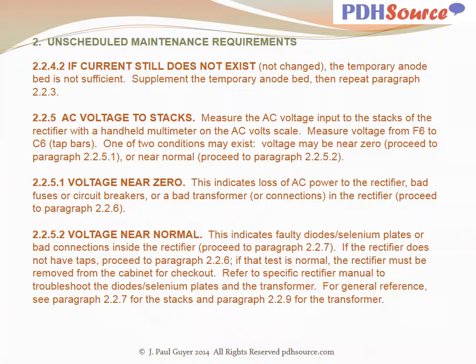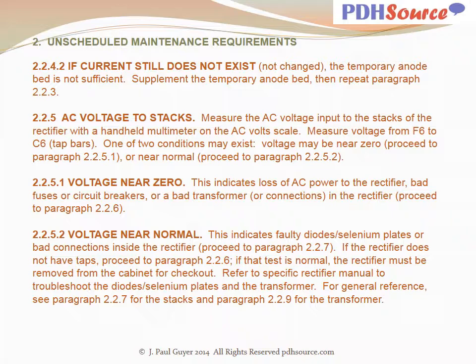2250, AC voltage to the stacks. Measure the AC voltage input to the stacks of the rectifier with a handheld multimeter on the AC volt scale. Measure the voltage from F6 to C6, the tap bars. One of two conditions may exist. The voltage may be near zero, in which case proceed to paragraph 2251, or near normal, in which case proceed to paragraph 2252.